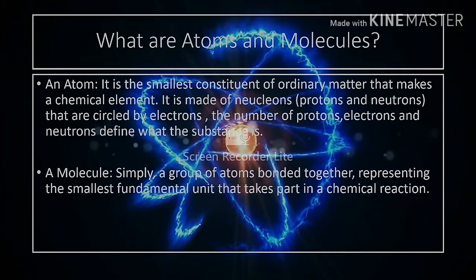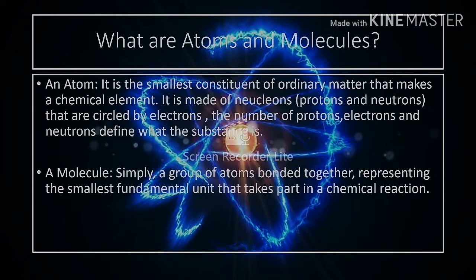What are atoms and molecules? An atom is the smallest constituent of ordinary matter that makes a chemical element. It is made of nucleons, protons, and neutrons that are encircled by electrons. The number of protons, electrons, and neutrons defines what the substance is.